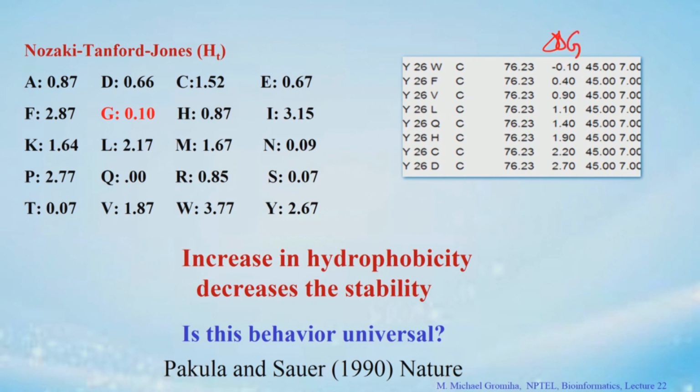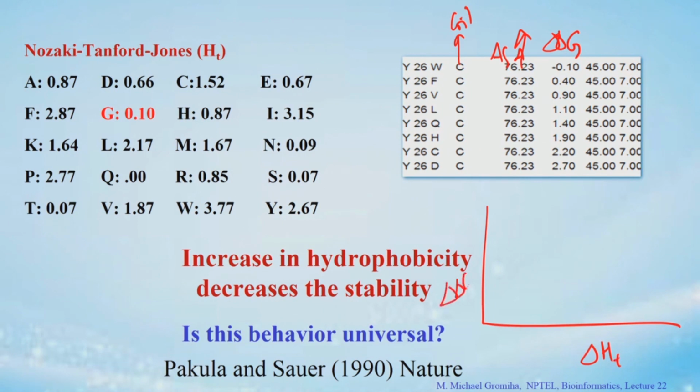So, where is this located? Exposed, because the ASA, 76.23, is highly exposed, and this is in the coil region. See whether you have any trend with the hydrophobicity. So, here you can make a graph, this is the delta H, and here you can see delta G. Let us calculate the values.